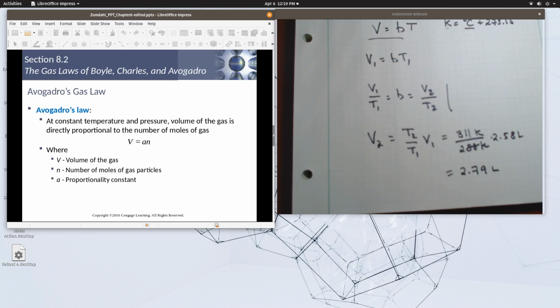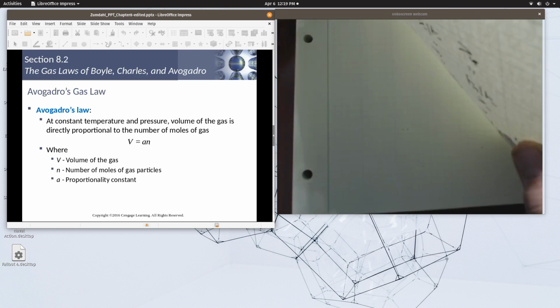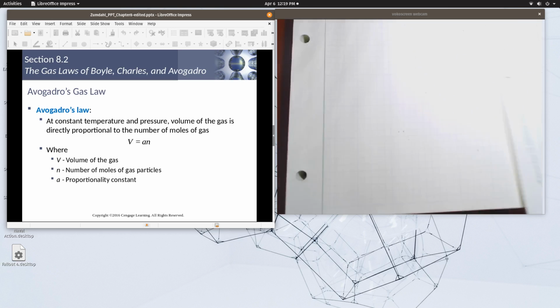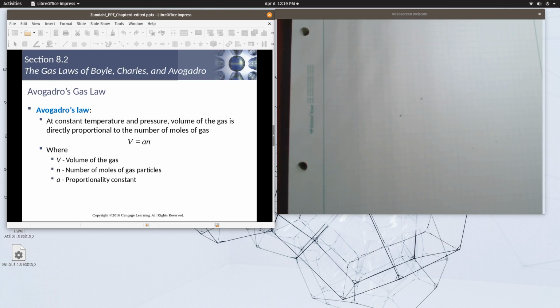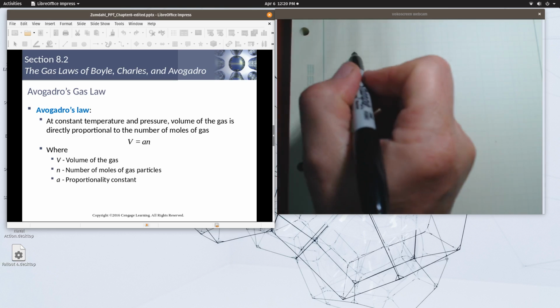Now, lastly, there's what's called Avogadro's law. We talked about this already, and that is that at constant temperature and pressure, the volume is simply directly proportional to the number of moles. So the volume of the gas is proportional to the number of moles. That is Avogadro's law.